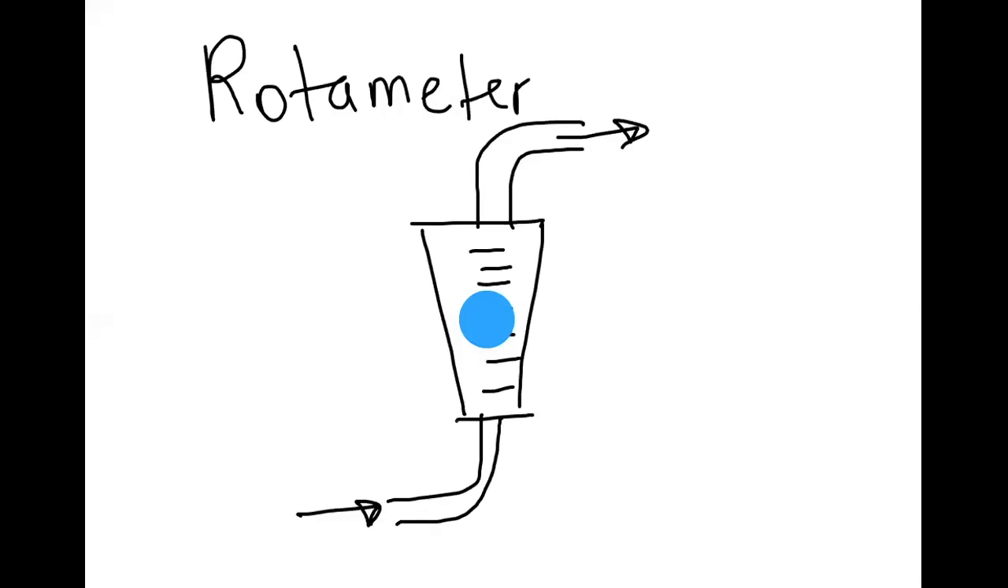In order to measure the flow rate, we usually use the flow meter. One of them is the rotameter. The rotameter is a device where you have an input and an output, and we have a float, which is usually a ball or something. So if the flow rate is higher, then this float will rise in the tube, and then it can be calibrated in order to have a scale, right?